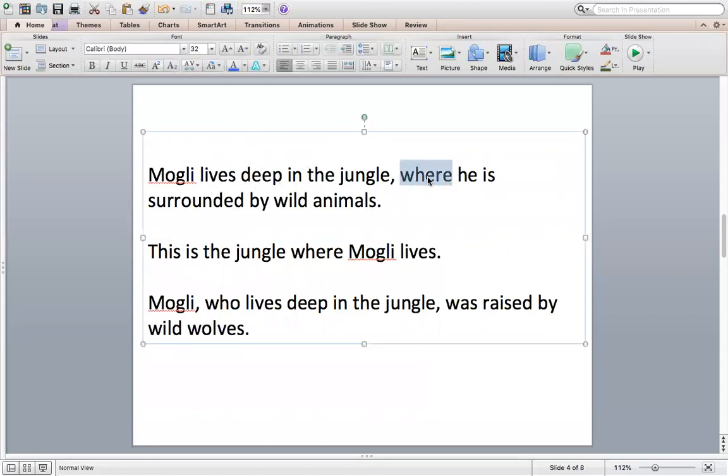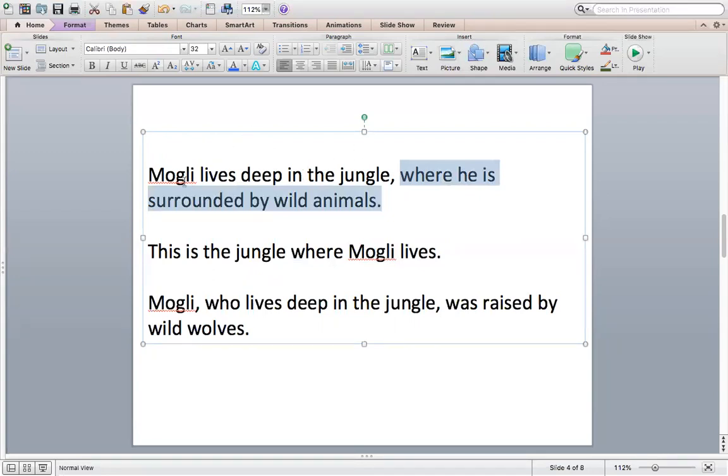So this sentence is not relying on the relative clause. So where is the relative pronoun? Where he is surrounded by wild animals is the relative clause. This has been added, but it's non-essential because Mowgli lives deep in the jungle actually makes sense on its own. When we add non-essential relative clauses, we separate it using a comma. If we look at the second one, this is the jungle where Mowgli lives. So we can see again, where is our relative pronoun. Where Mowgli lives is our relative clause, but you can see there's no comma. Does anybody know why there's no comma? We spoke about this being non-essential.